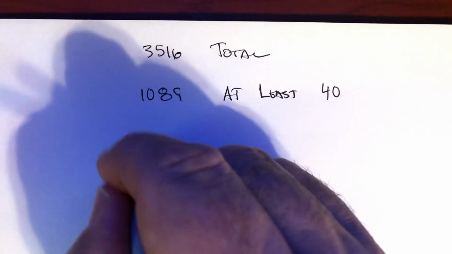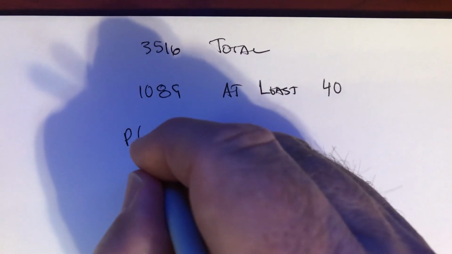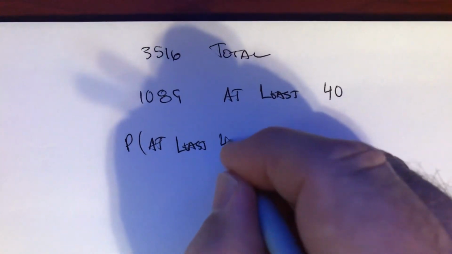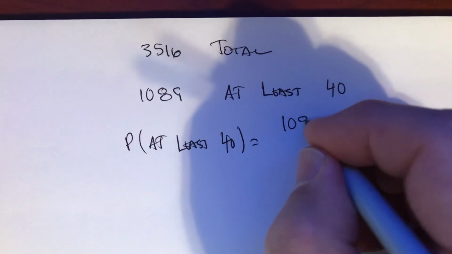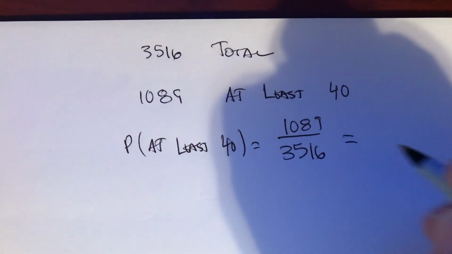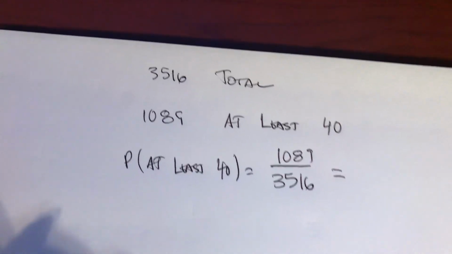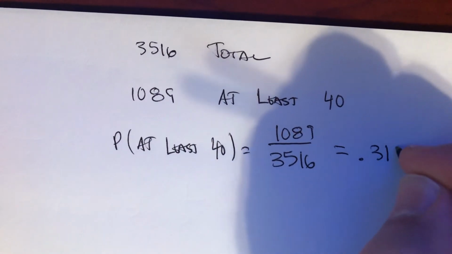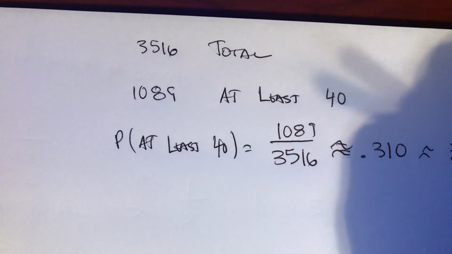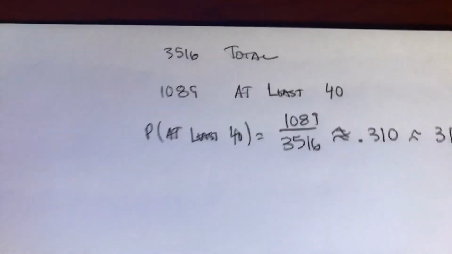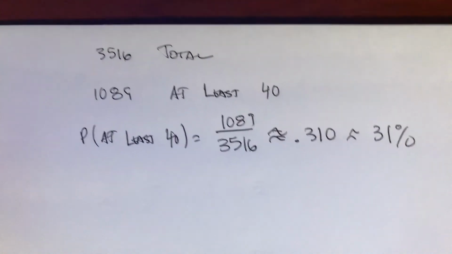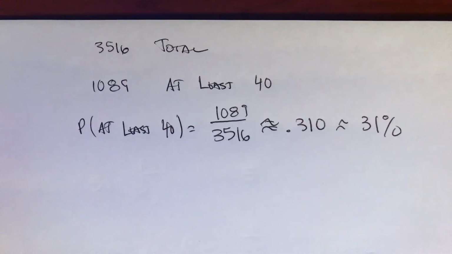So the probability that a randomly selected person would prefer to be at least 40 would be 1,089 over 3,516. That comes out to be about 31%. So the probability that a randomly selected person would want to be at least 40 would be 31%. All right, so this is how you deal with probabilities.